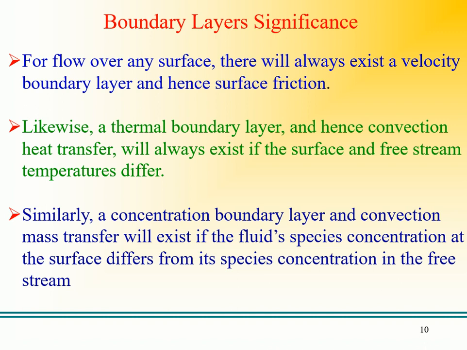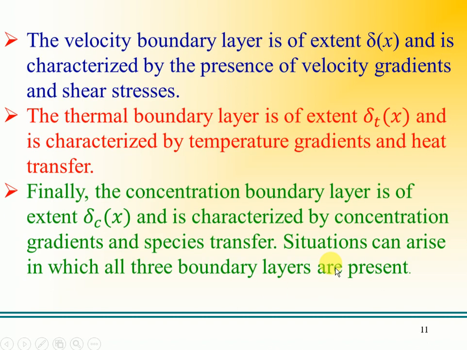The difference in the temperature will cause the thermal boundary layer, and the difference in the concentration from the surface and into the free upstream concentration causes the concentration boundary layer. The velocity boundary layer is of extent delta x, and it is characterized by the presence of velocity gradient and shear stresses. Of course, they are basically denoted by delta x, and this is basically change in velocity which causes the shear stresses. The thermal boundary layer, we say delta t, and is characterized by temperature gradient and heat transfer.